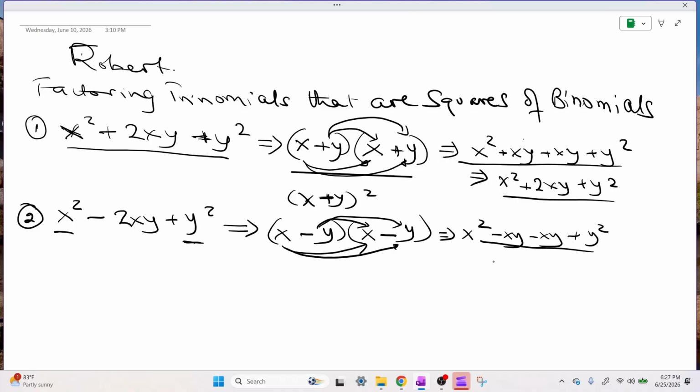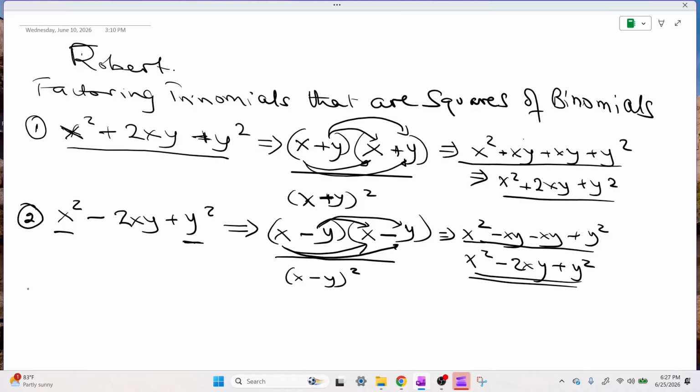So this expression here can be reduced to x squared minus 2xy plus y squared. So that means this expression here, x minus y multiplied by x minus y, can be reduced to x minus y squared.